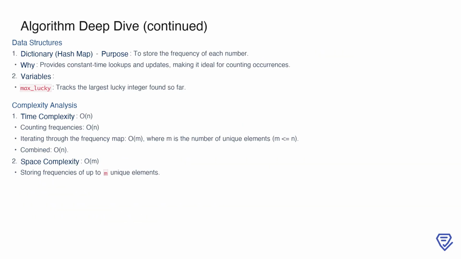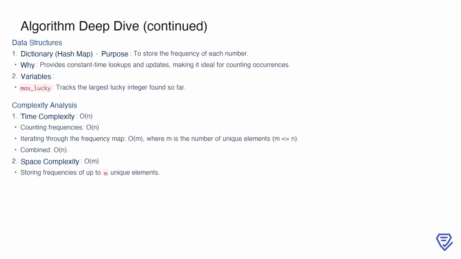The two primary data structures used in this algorithm are a dictionary and a variable. The dictionary, or hash map, is used to store the frequency of each number because it provides constant time lookups and updates, making it highly efficient for this purpose. The variable max_lucky is used to track the largest lucky integer found during the iteration.